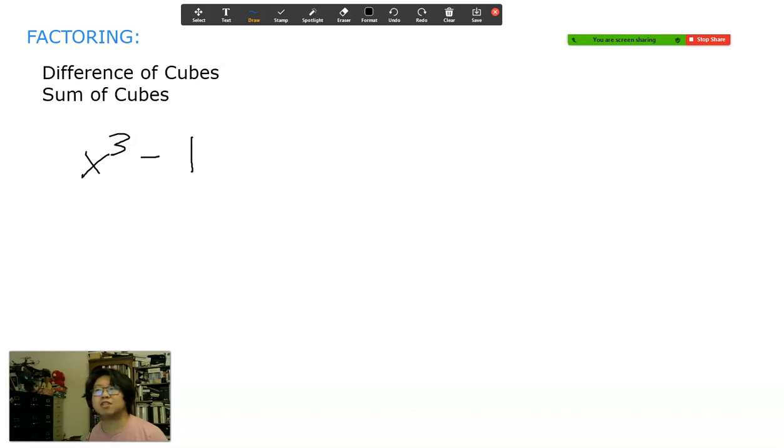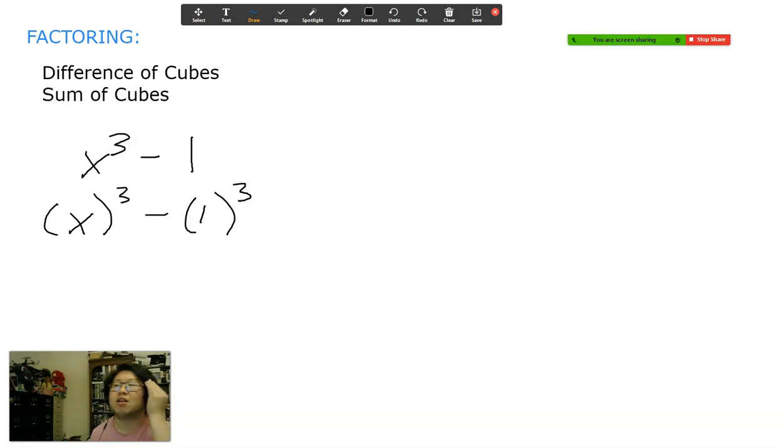Okay, so this is obviously a difference of 2 terms, right? And x cubed is obviously going to be x cubed, right? And 1 times itself 3 times is definitely just 1 cubed. So you can definitely split it apart like that. That recognition part is very important. If you can recognize it, you should be able to get this factoring method done just like the difference of squares one.